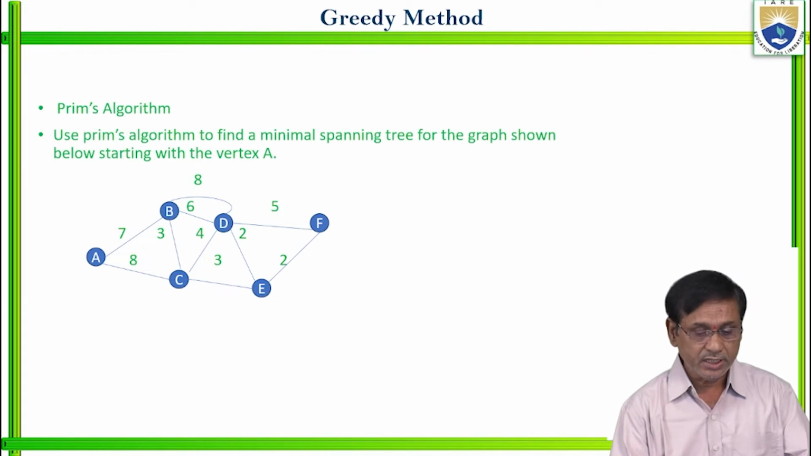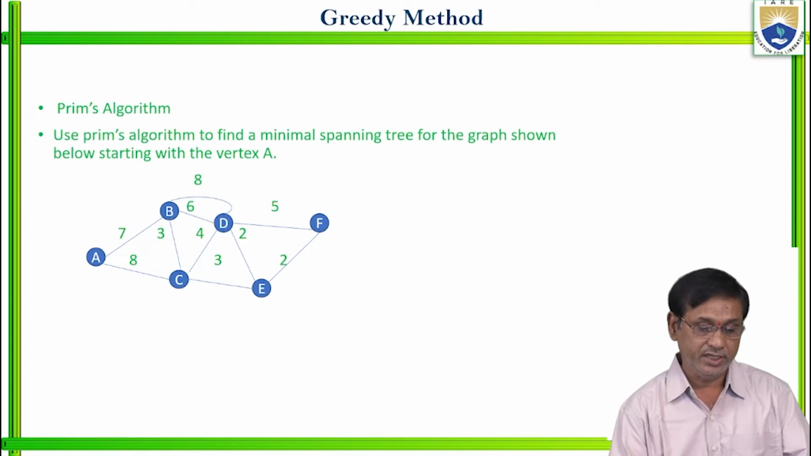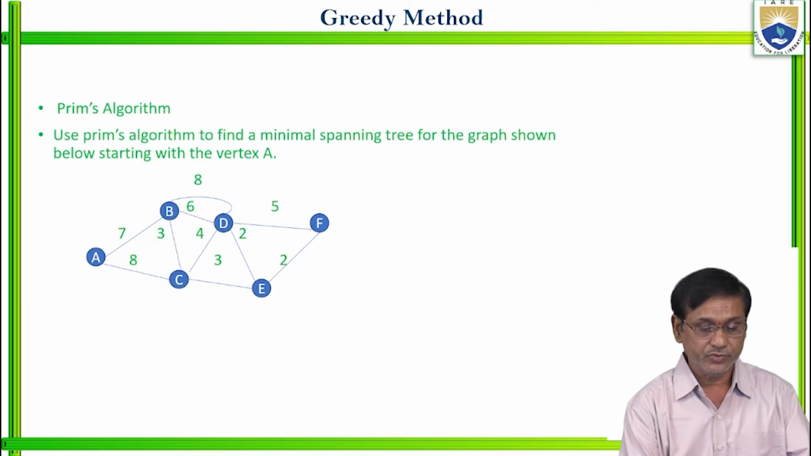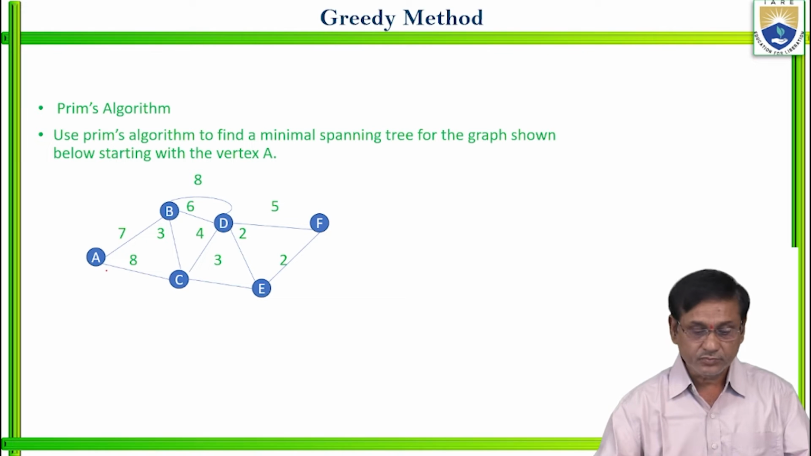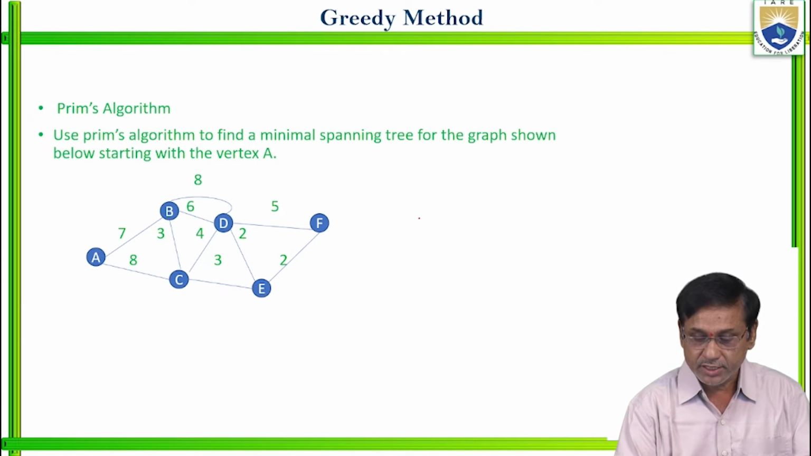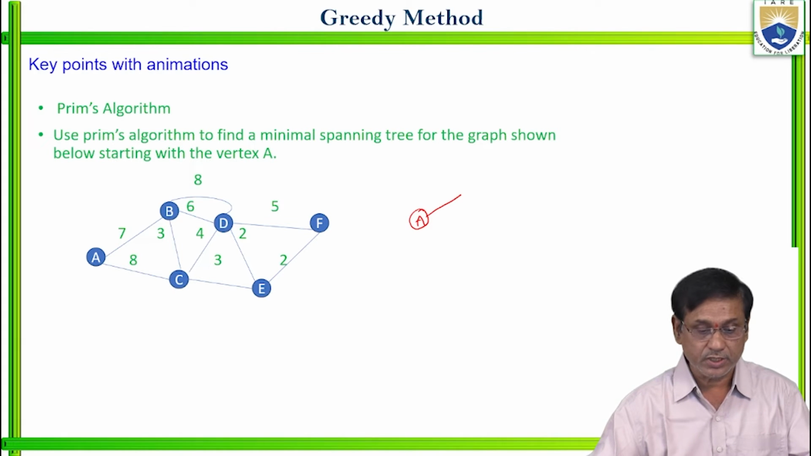Next, consider the nearest, low cost edge. That means now consider the vertex nearer to A, because we are selecting vertex A as the starting vertex. Now select a vertex nearest to A. The nearest vertex to A is one is B, another one is C. Now we can go to the next slide.